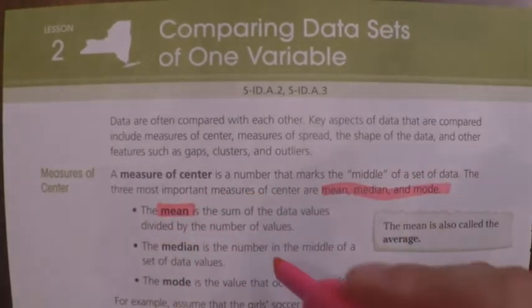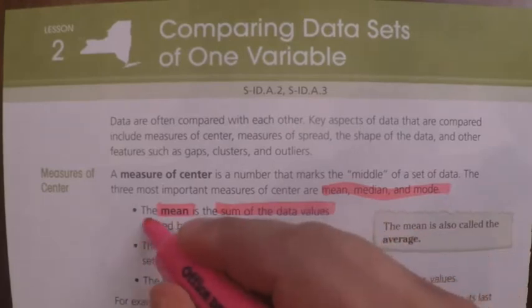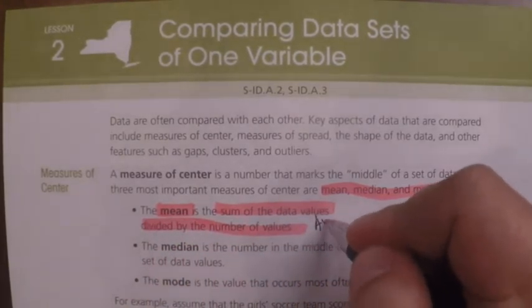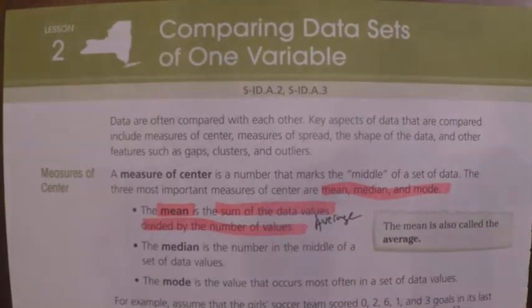So the mean is the sum of the data values divided by the number of the values. So the mean is also our average. So if we want to find the mean of a number, we add up all of the numbers, right? And then we divide by the total number of numbers that we were adding.